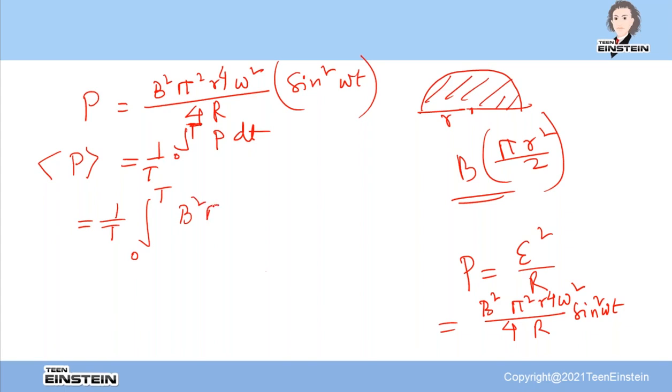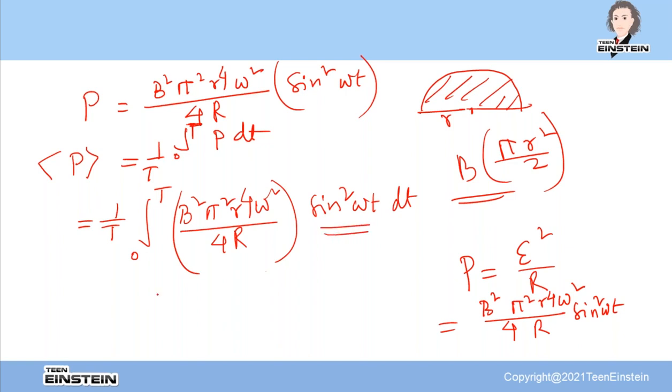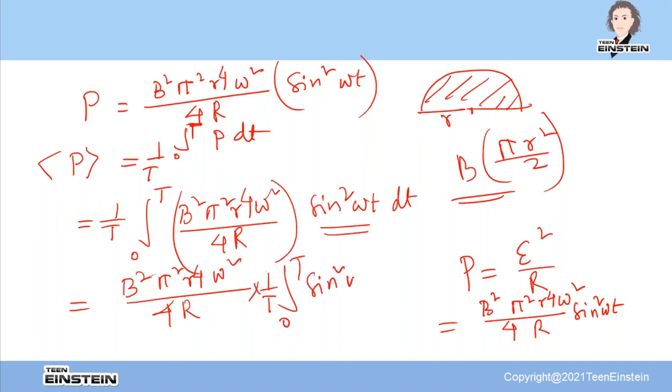So this is B squared pi squared r to the power 4 omega squared divided by 4R. This is the whole time-independent constant part. Only this one is changing with time, so integration will be over that. I'll just take this out: B squared pi squared r to the power 4 omega squared over 4R, and integration here, 1 by T is already there, 0 to T sine squared omega t dt.